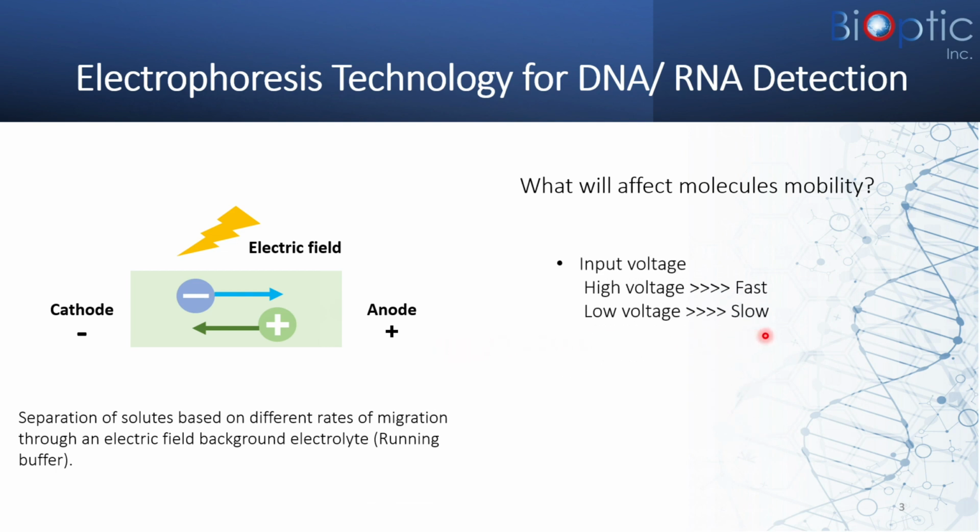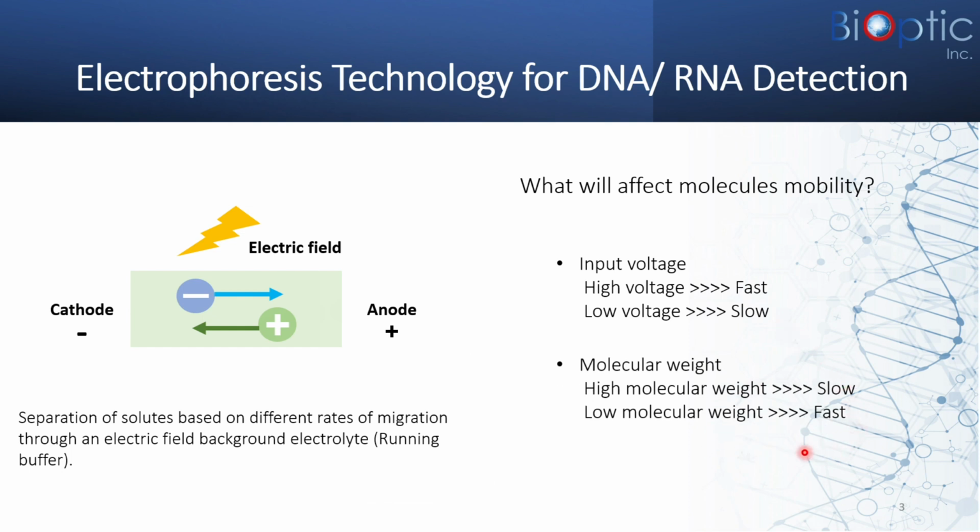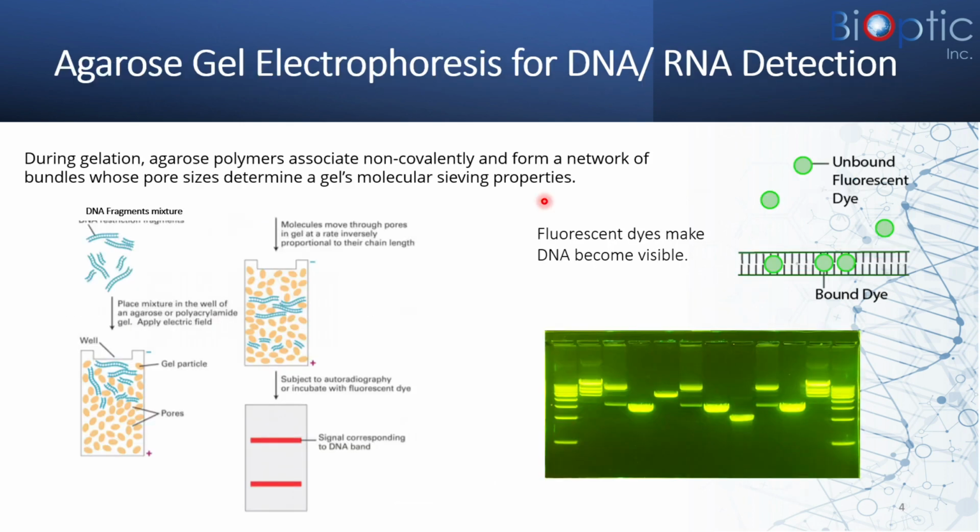The factors that affect molecular mobility include the input voltage of electric field, molecular weight of separated materials, and the materials' isoelectric point. Following are 3 common electrophoresis technologies. Gel electrophoresis is widely used in laboratories. The agarose polymers will associate together to become a molecular sieve, and then separate the DNA according to their size, and using the property of the fluorescent dye to make DNA visible after specific light wavelength excitation.